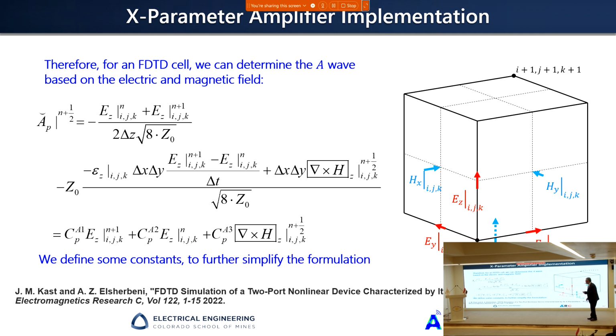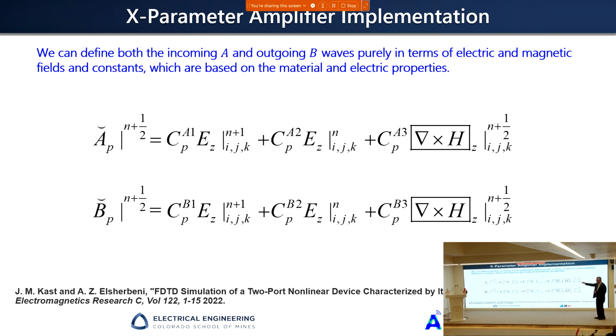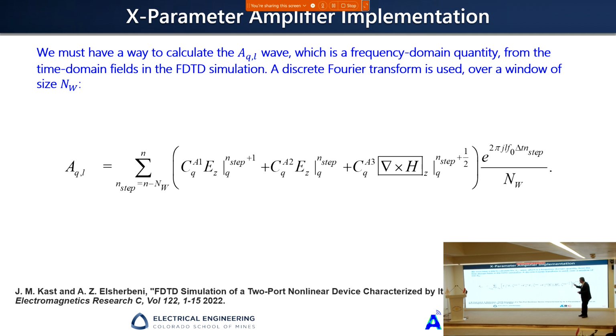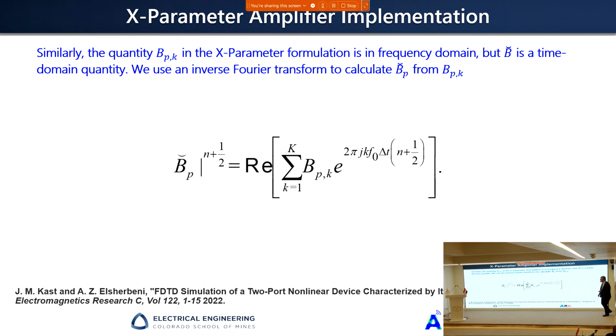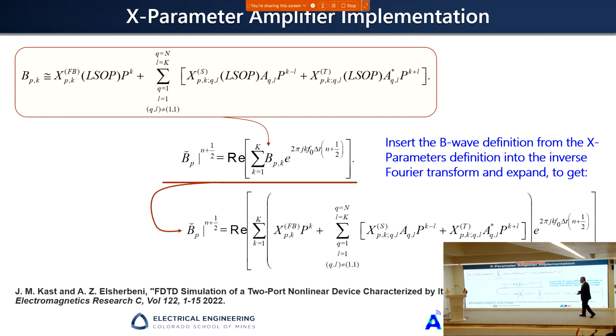Okay, 4, okay. So the expression of A and the expression of B are very similar. They are now in terms of E and H, but you notice that we have the symbol on top of them because they are time domain A and B waves. I can simply convert them to the frequency domain by discrete Fourier transform, and also between time domain and frequency domain for the B wave. And then let's look at the X parameter expression itself.